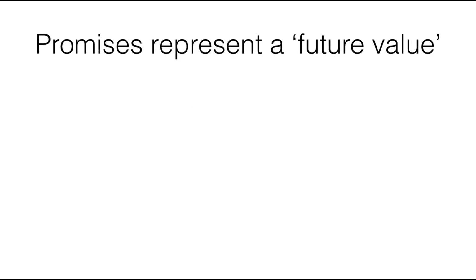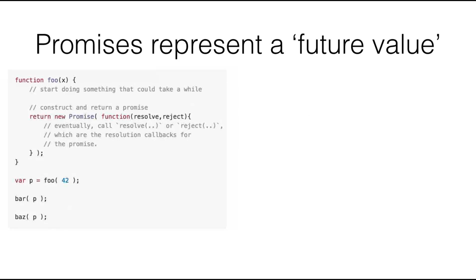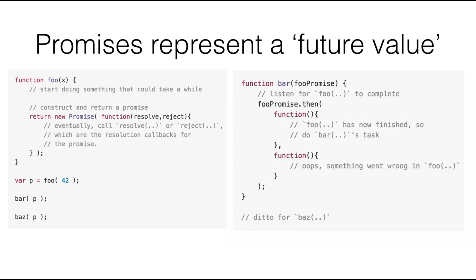Okay, just a little bit about promises, right? Promises basically represent a future value. This is just an example to illustrate what promises are. Most of the time when you use promises, you're never actually constructing the promise explicitly, unless you're writing your own library of some sort. But the promise object is returned from a function. As you can see in the example, the P that is returned from the function foo is actually a promise.